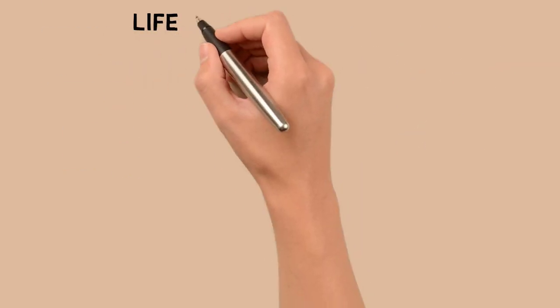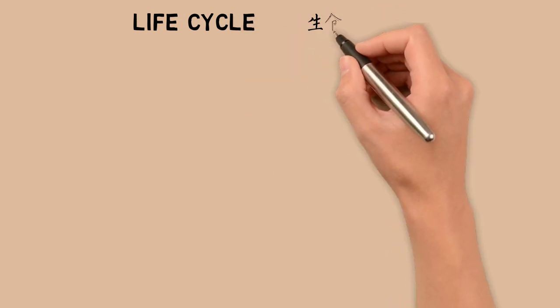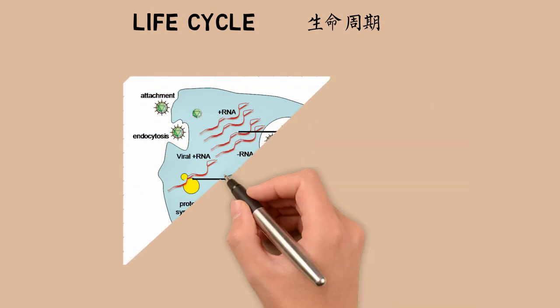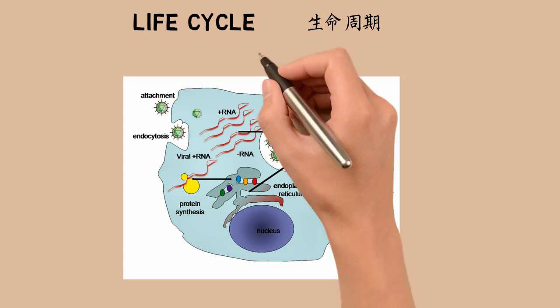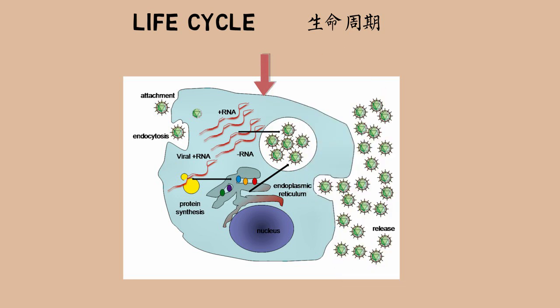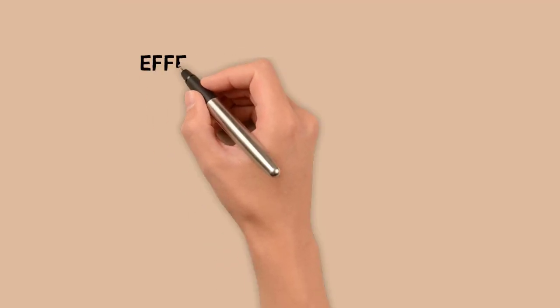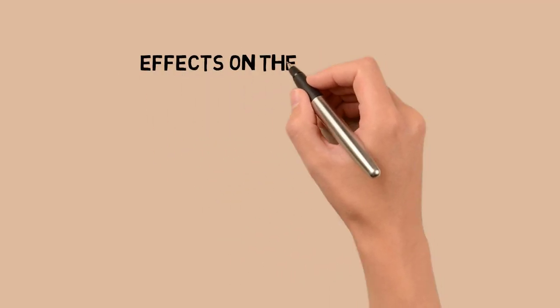Life cycle. When a virus infects a cell, the virus forces it to make thousands more viruses. It does this by making the cell copy the virus's DNA or RNA, making viral proteins, which all assemble to form new virus particles.